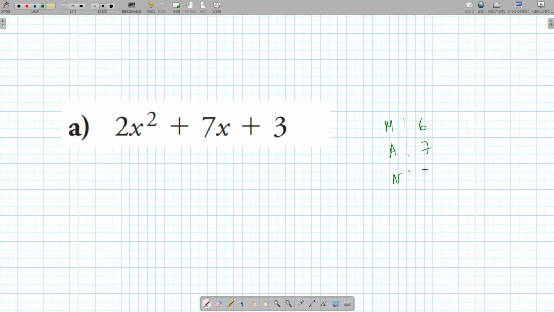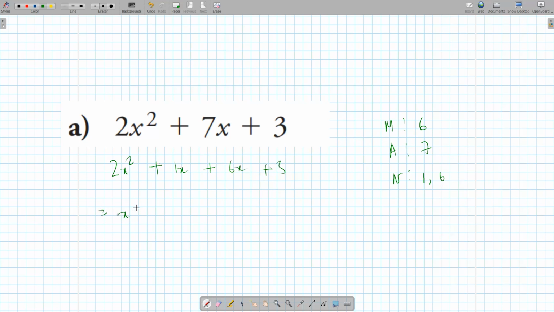So you can think about it. There's only two things that multiply to 6. One of them is 2 and 3. There's no way that adds up to 7 in any combination. The other one is 1 and 6. Does that add up to 7? Yes, it does, right? So those are our numbers. And then we're just going to put this. So it's just going to be 2x squared plus 1x plus 6x plus 3.